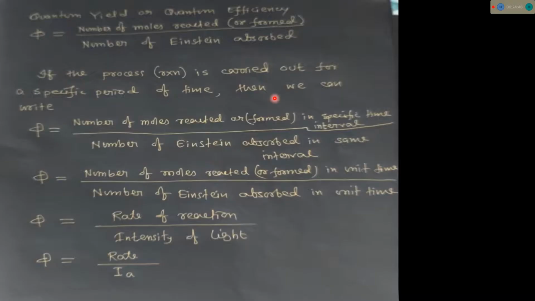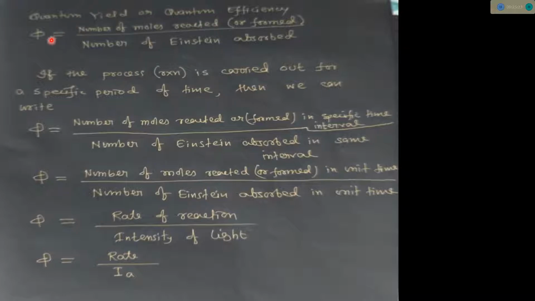So let's see the question. We can define quantum yield or quantum efficiency like this: number of moles reacted or formed, for product it is formed, for reactant it is decomposed or reacted, upon number of Einstein absorbed. So Einstein means Avogadro number of photons. So 1 mole of photons is called 1 Einstein.